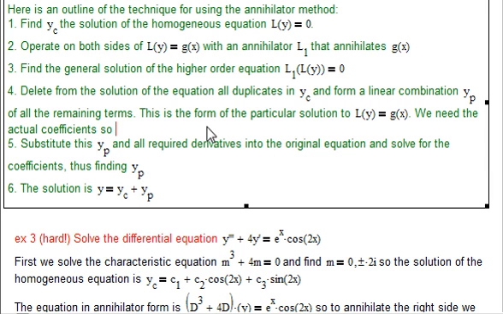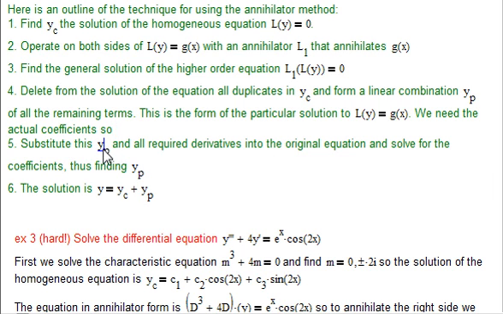And then we need the actual coefficients, so we substitute this yp and all required derivatives into the original equation and solve for the coefficients, thus finding our yp. And of course the solution is the complementary solution plus the particular solution.